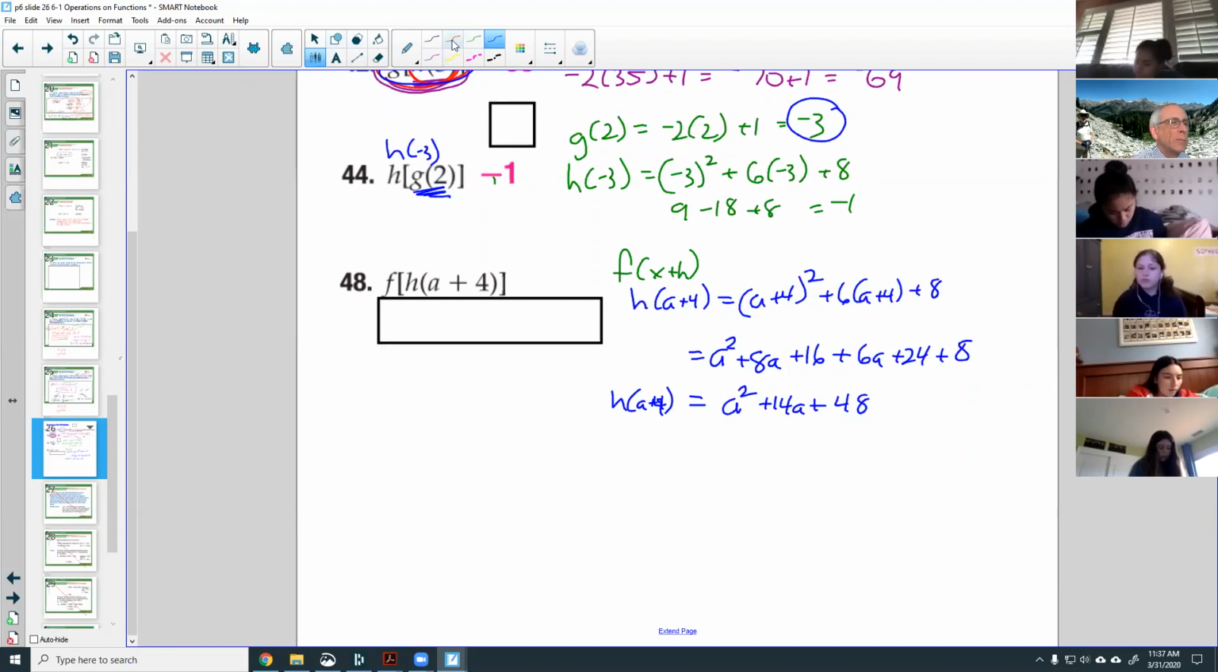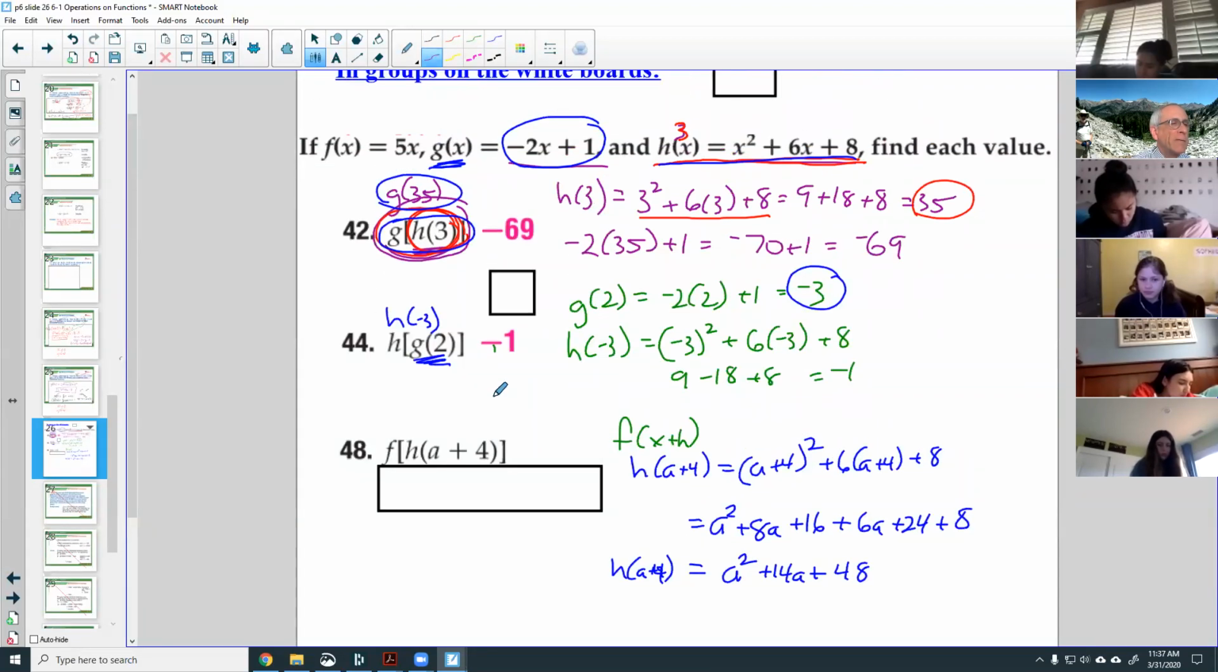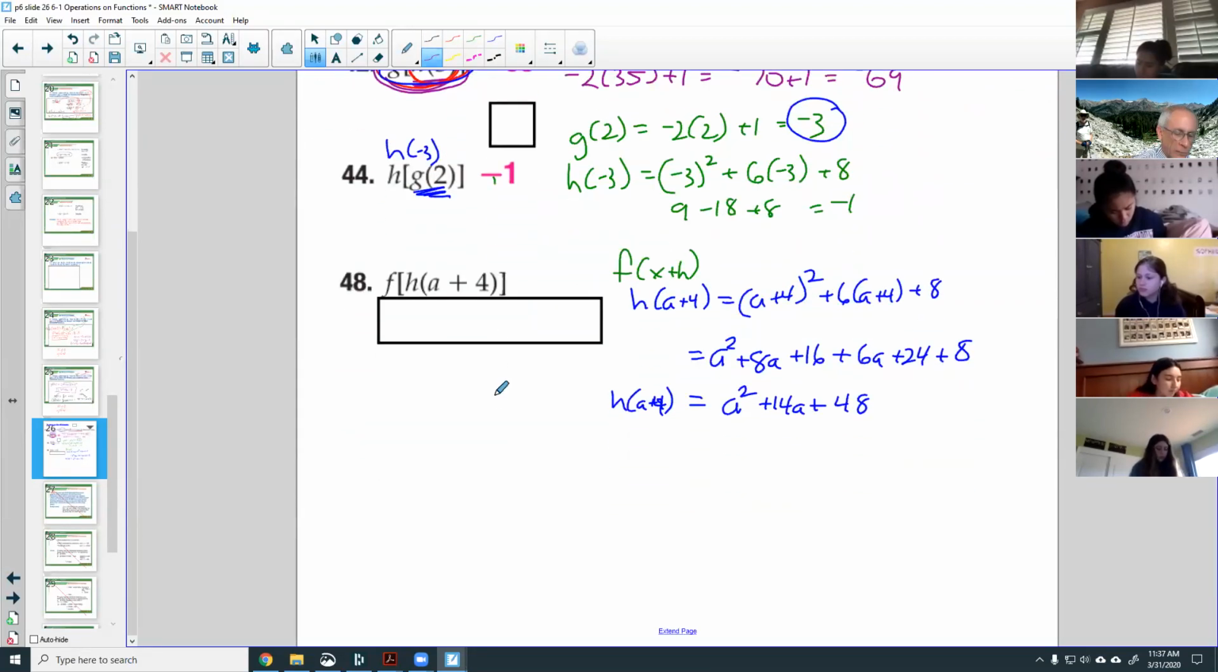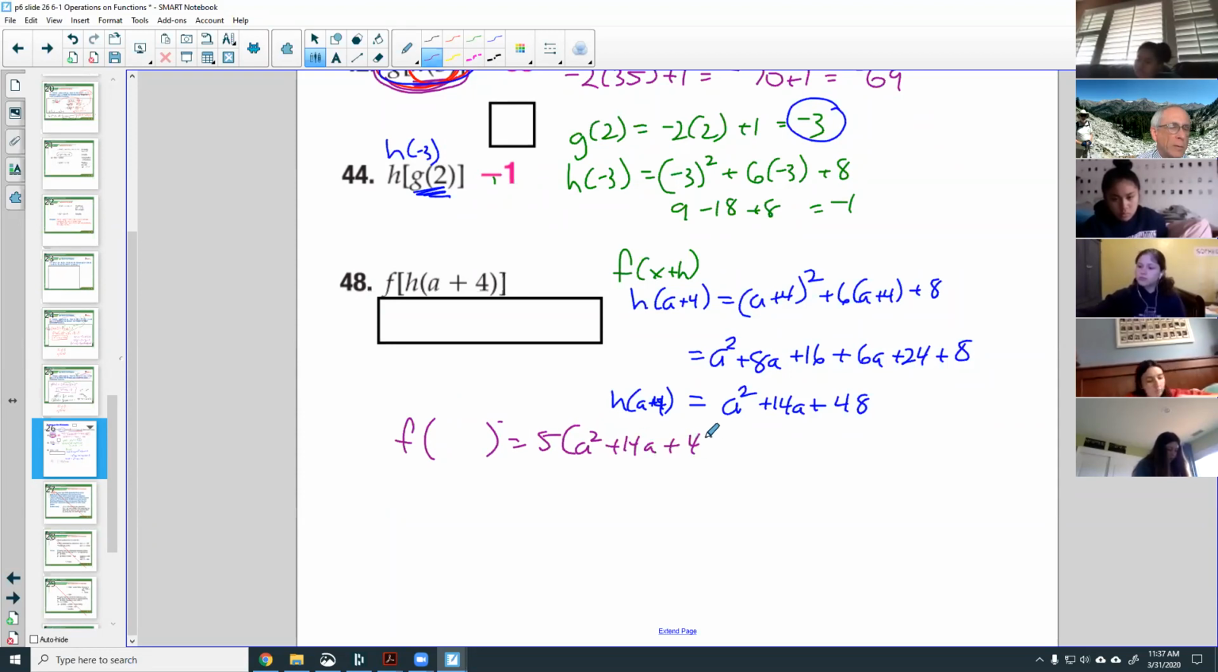But that's not where the problem ends. The problem is then asking, well, what is f of h of a plus 4? Well, what's my f? My f is 5x. Okay. So Ryan, how did you set that up? f of a plus 4 equals 5 times a squared plus 14a plus 48.